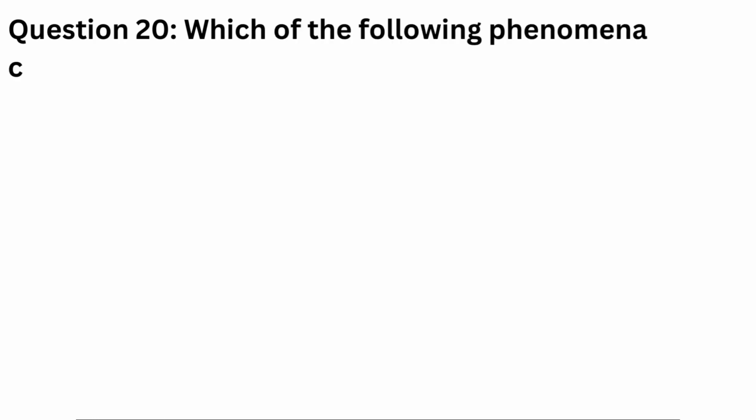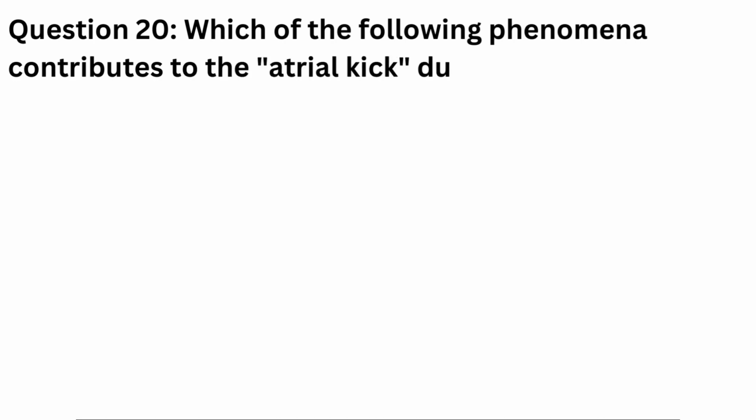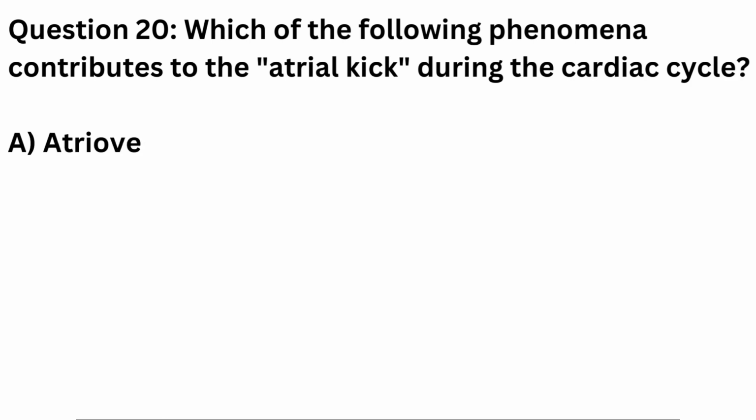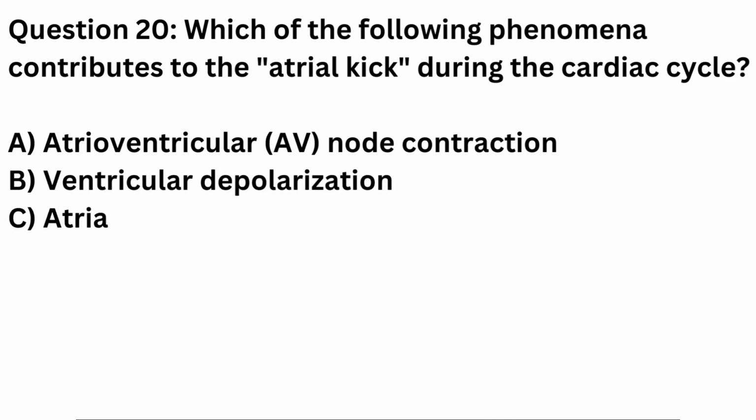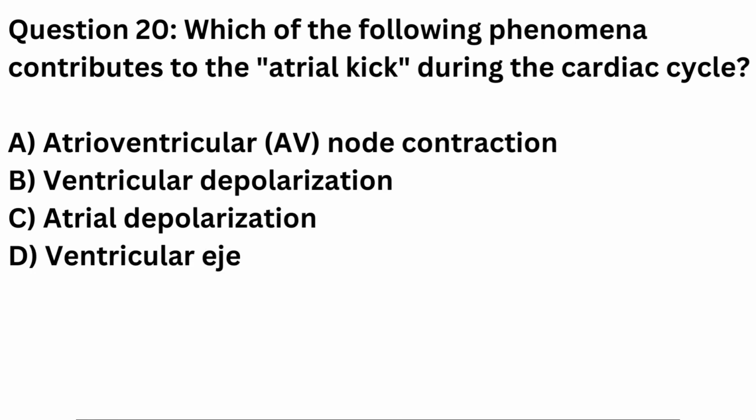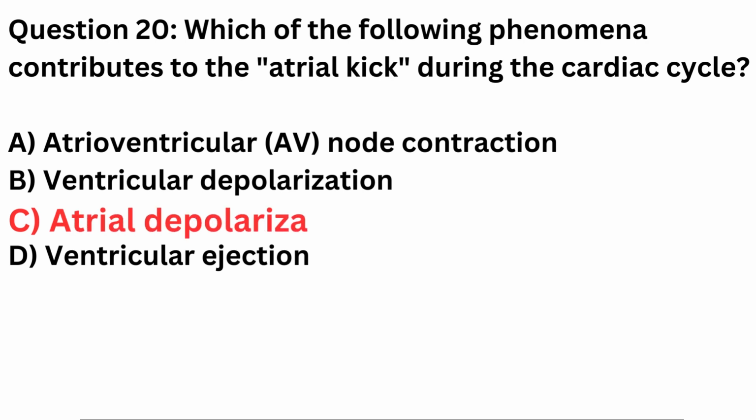Question 20. Which of the following phenomena contributes to the atrial kick during the cardiac cycle? A. Atrioventricular, AV, node contraction. B. Ventricular depolarization. C. Atrial depolarization. D. Ventricular ejection. Correct answer is C. Atrial depolarization.